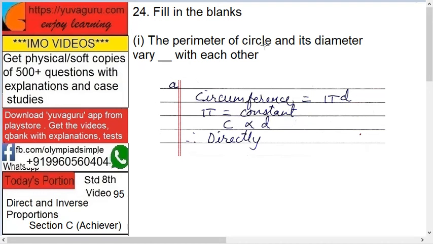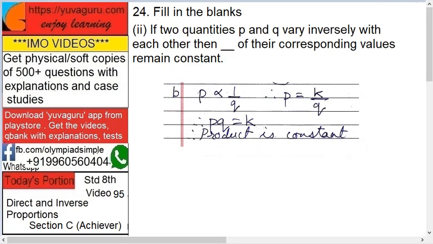Next, fill in the blanks. The perimeter of a circle and its diameter vary dash with each other, means directly or indirectly. Here perimeter means what? Circumference. Circumference formula is what? Pi into D. So C and D, you have to find out the relation. Now both are in the numerator, right? We have studied it in the earlier part of this chapter. If both are in the numerator, it's direct proportion. So C is directly proportional to D. That's why they vary directly with each other, or direct proportion.